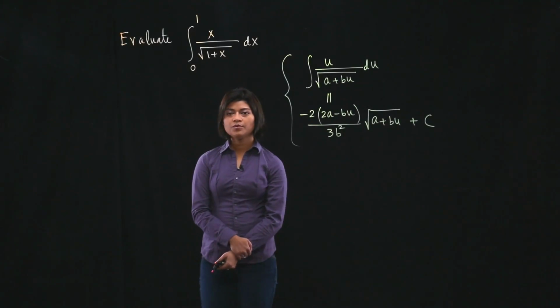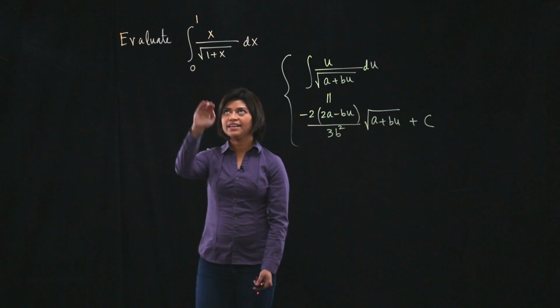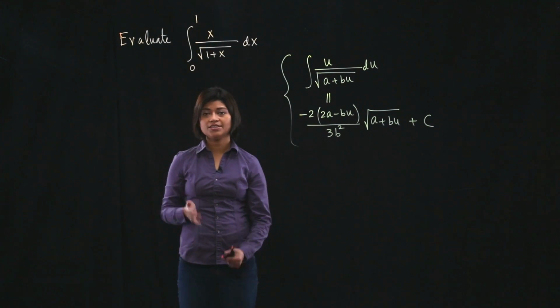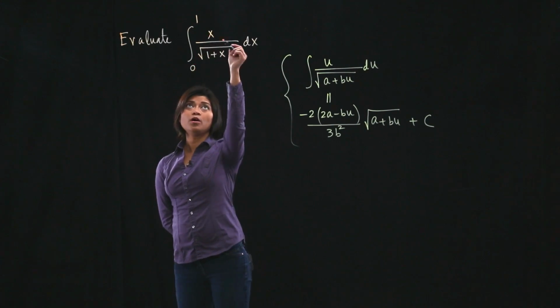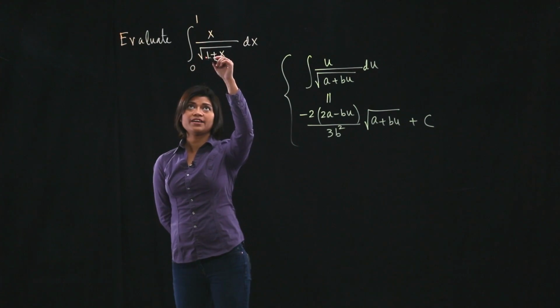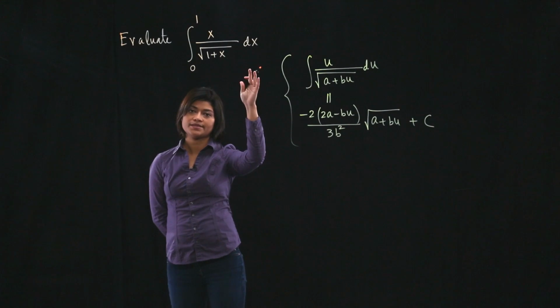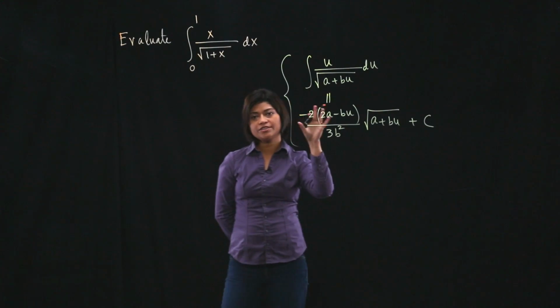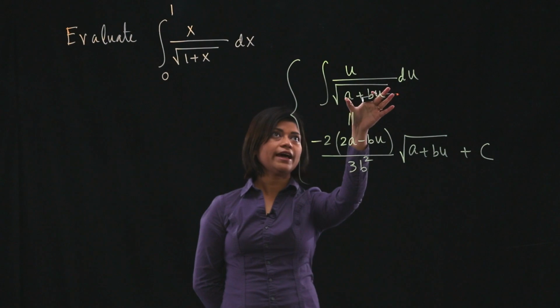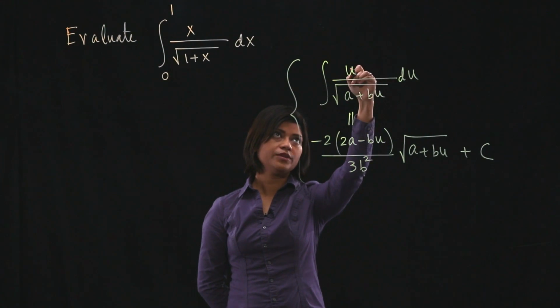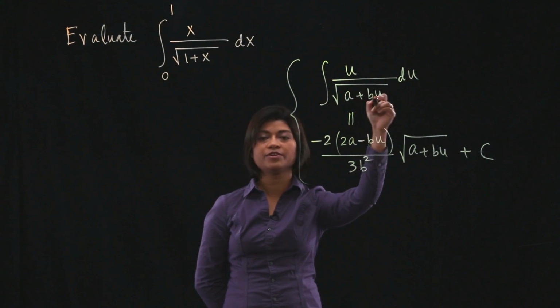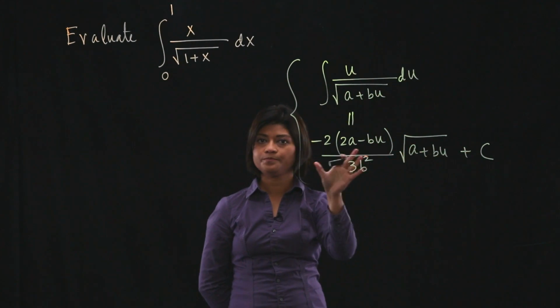Hello, I'm Papia. In this problem, we have to evaluate a definite integral using an integration table. The definite integral is from 0 to 1, and the function is x divided by the square root of 1 plus x. If you look at the integration table, you will find that the antiderivative of a function of this form, u over the square root of a plus bu, is given to you.